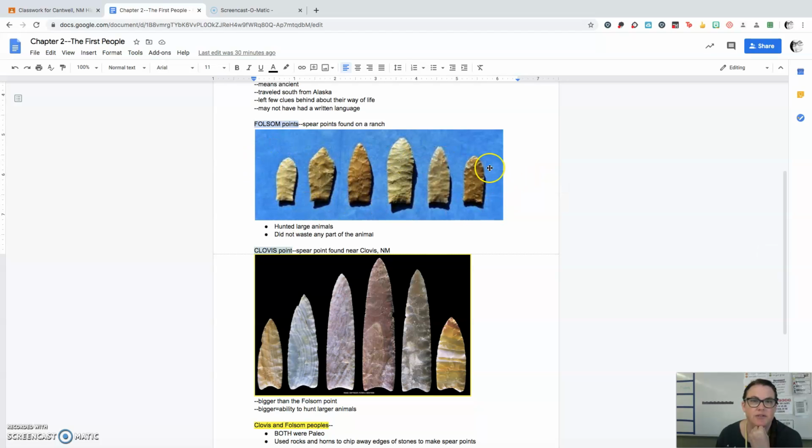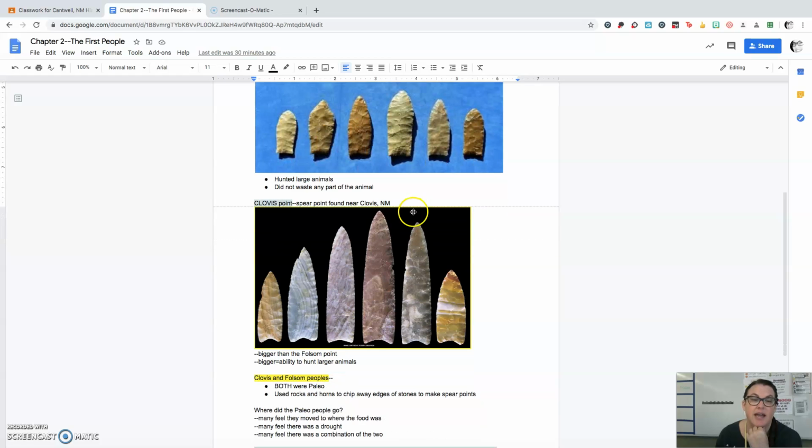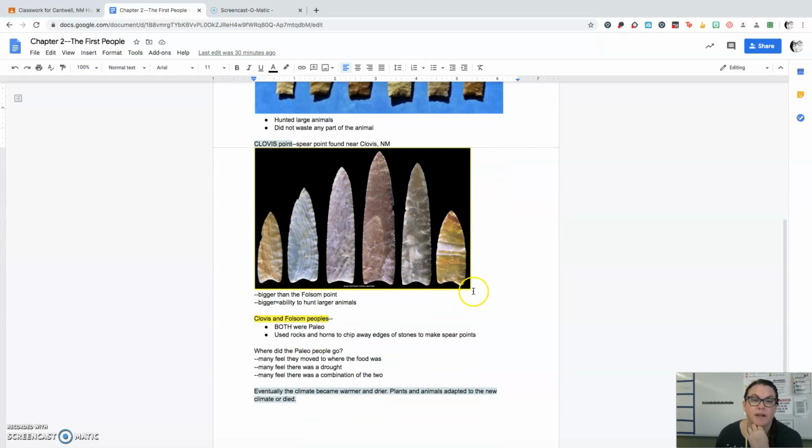So here's a picture I put in your notes. Here's the Folsom Point. You can see it's smaller. And look at the Clovis Point. It is a lot larger than the Folsom Point. So the Folsom group, the nomadic group, probably were not able to kill as large of animals as the Clovis people.